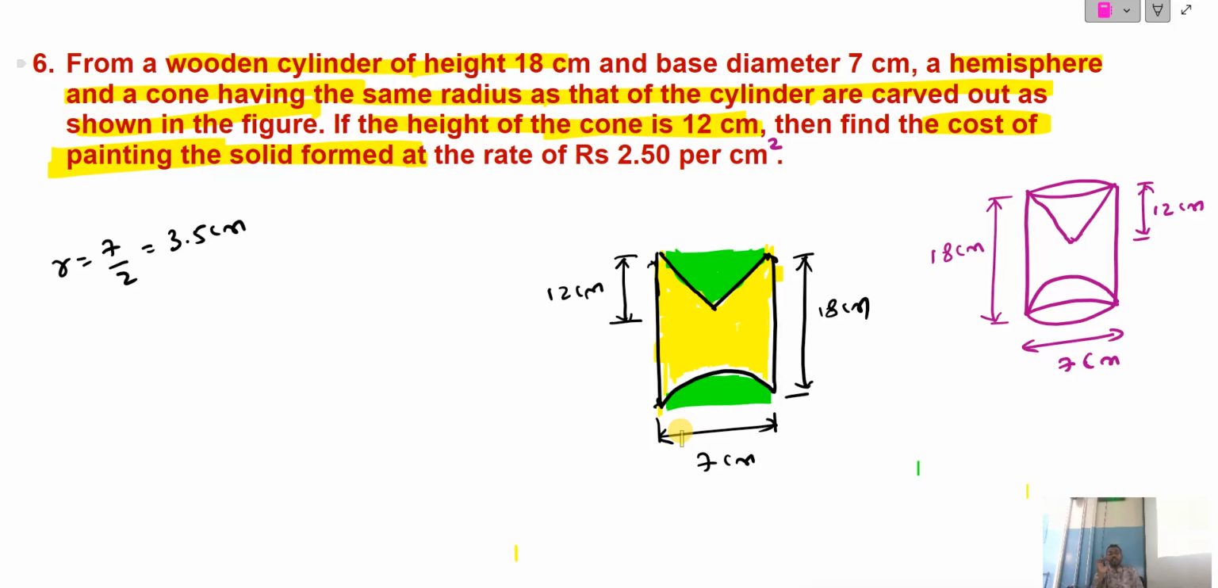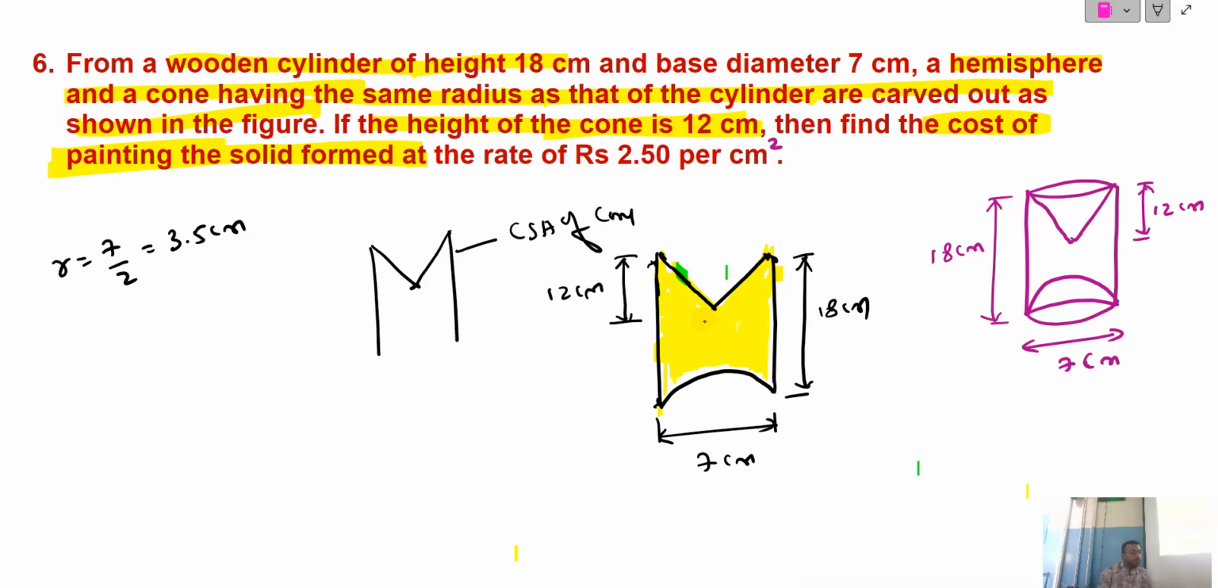Now, which areas are visible to us after carving out, after removing this? Can you see this? After carving out, which area is visible? We can see this V shape. It means this V shape is called the curved surface area of the cone.